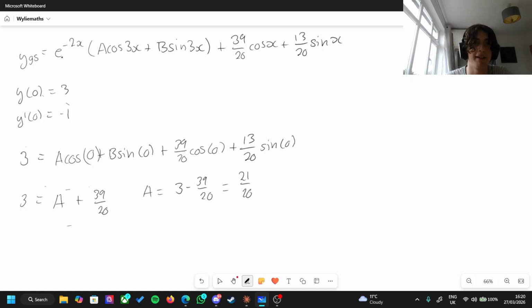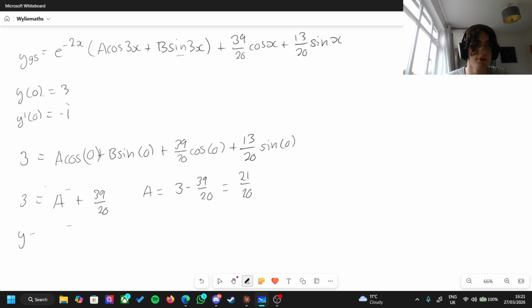Now this can be quite difficult. It is quite a long function. However, we can actually substitute in our A value as 21 over 20. But that doesn't really help us loads. Sometimes when you do these questions, you'll find that A or B is equal to 0 straight off the bat. That's hugely helpful since it allows you to completely eliminate one of these terms. But that doesn't always happen.